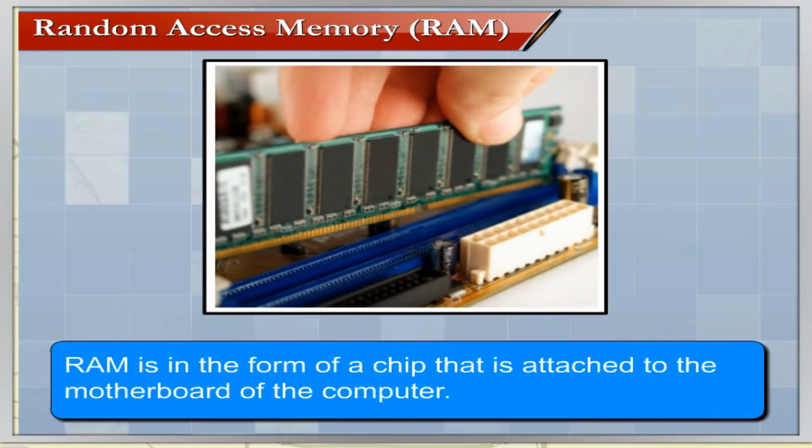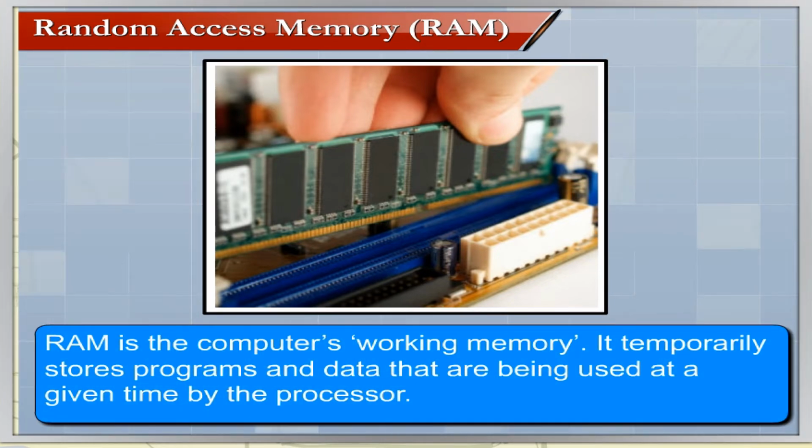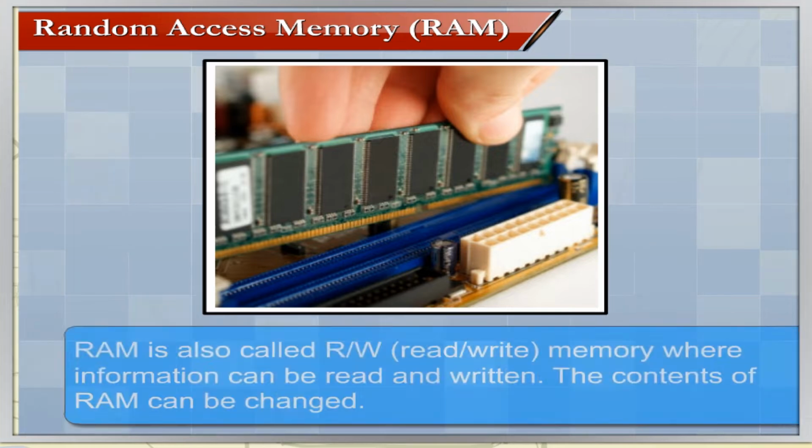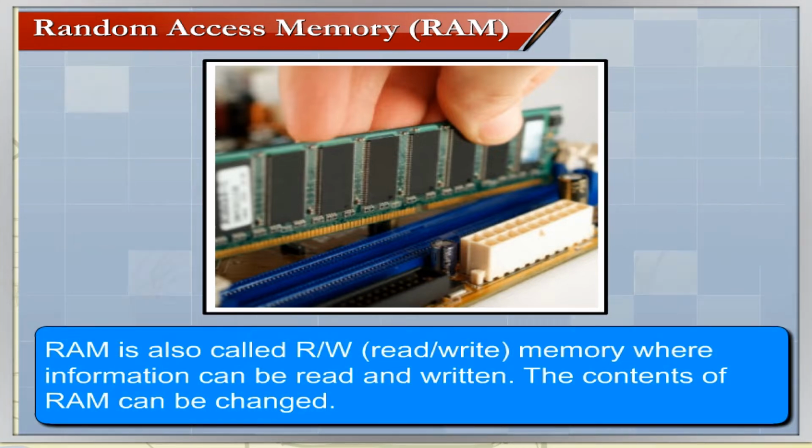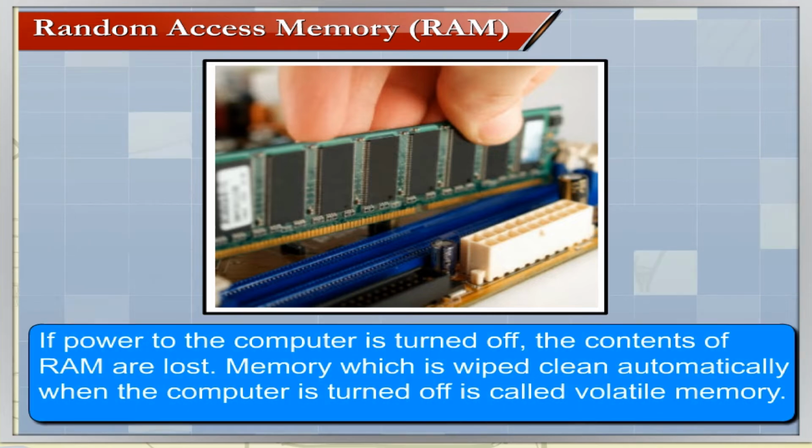Random access memory, RAM. RAM is in the form of a chip that is attached to the motherboard of the computer. RAM is the computer's working memory. It temporarily stores programs and data that are being used at a given time by the processor. RAM is also called R/W, read or write memory, where information can be read and written. The contents of RAM can be changed. If power to the computer is turned off, the contents of RAM are lost. Memory which is wiped clean automatically when the computer is turned off is called volatile memory.